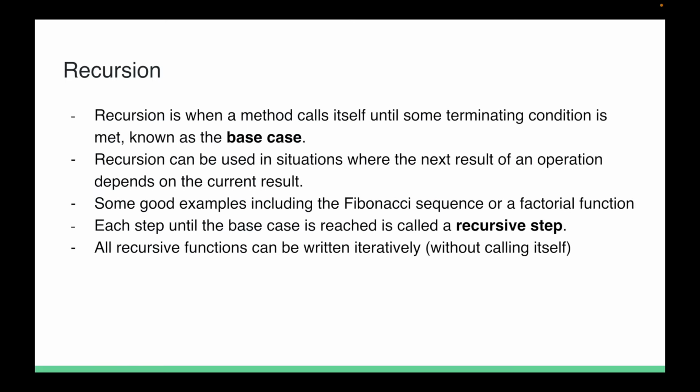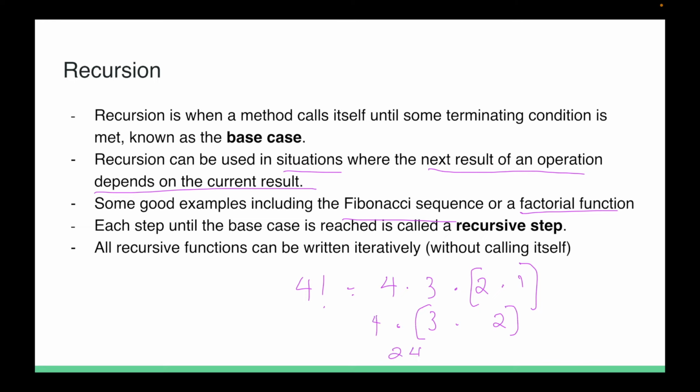Now, with recursion, generally we use it in situations where the next result of an operation depends on the current result. Some good examples include the Fibonacci sequence or a factorial function. The factorial function looks like this: we might have 4 factorial equals 4 times 3 times 2 times 1. That means we multiply 2 times 1, then 3 times 2 equals 6, and then 4 times the result of that, which gives us 24. That's an example of when we would use recursion.